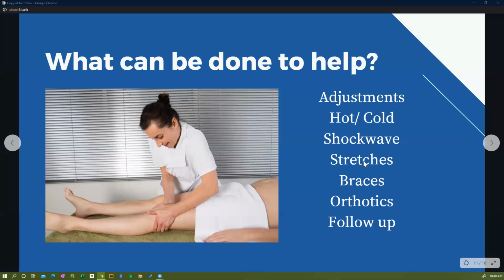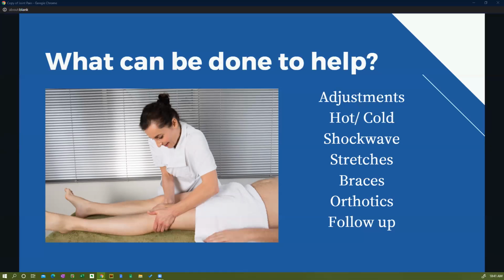We've prescribed stretches. As the patient progresses, we've given them stretches to do at home to help their knee and to maintain the changes we've made in the clinic. We've given braces to support the knee, to give it extra stability and strength while it's healing.